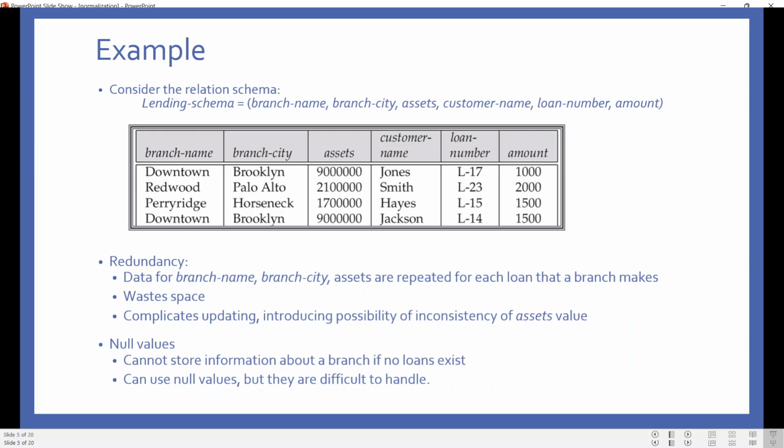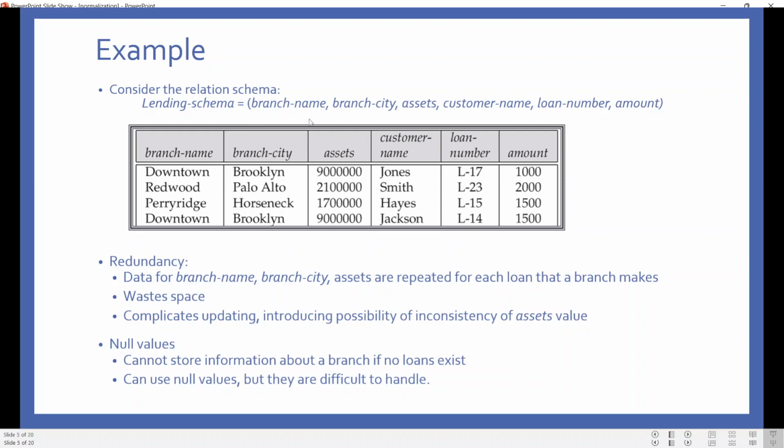Before that, let us see one example wherein I was talking about the deletion anomaly, updation anomaly, and insertion anomaly. I'll just explain what exactly it is. We have a table, a relation, with the attributes branch name, branch city, assets, customer name, loan number, and amount. So there are 6 attributes here.